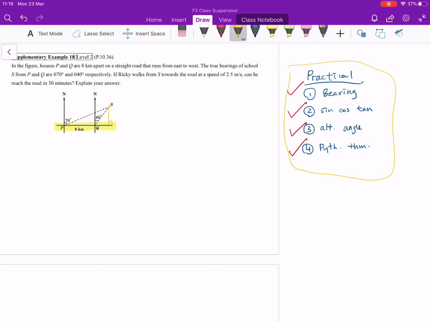So actually you need to construct the orange line like this, and this one should be the path of Ricky. So go back to the question here. Can he reach the road in 30 minutes? So you need to find out the distance between S and the road first. You need to find out this distance. Let me write the angle here. You need to find out the distance D first.